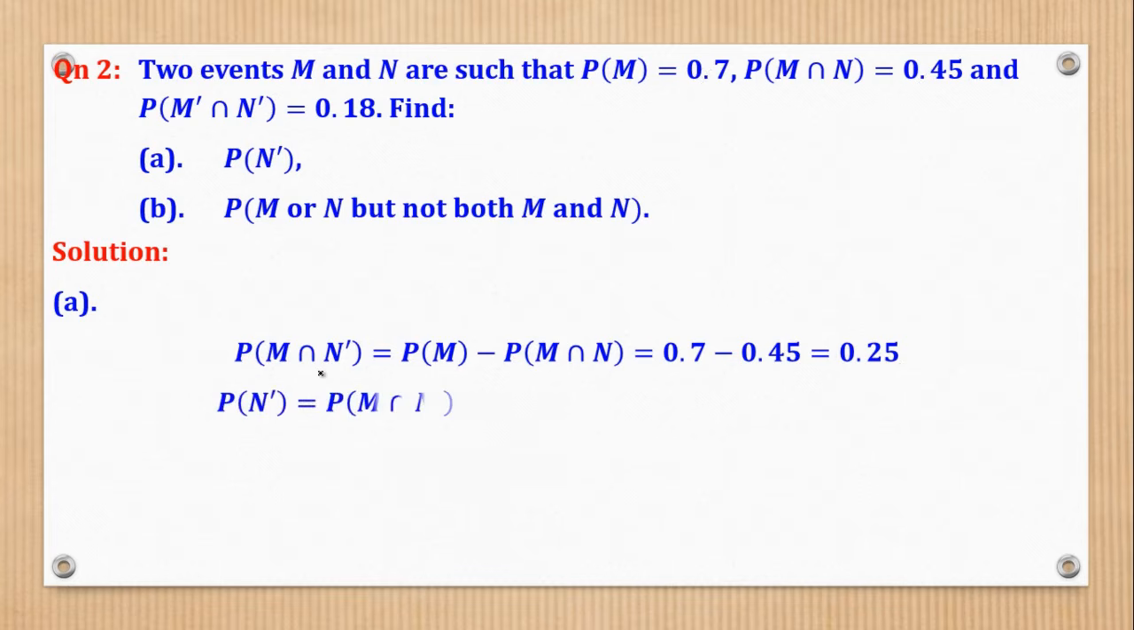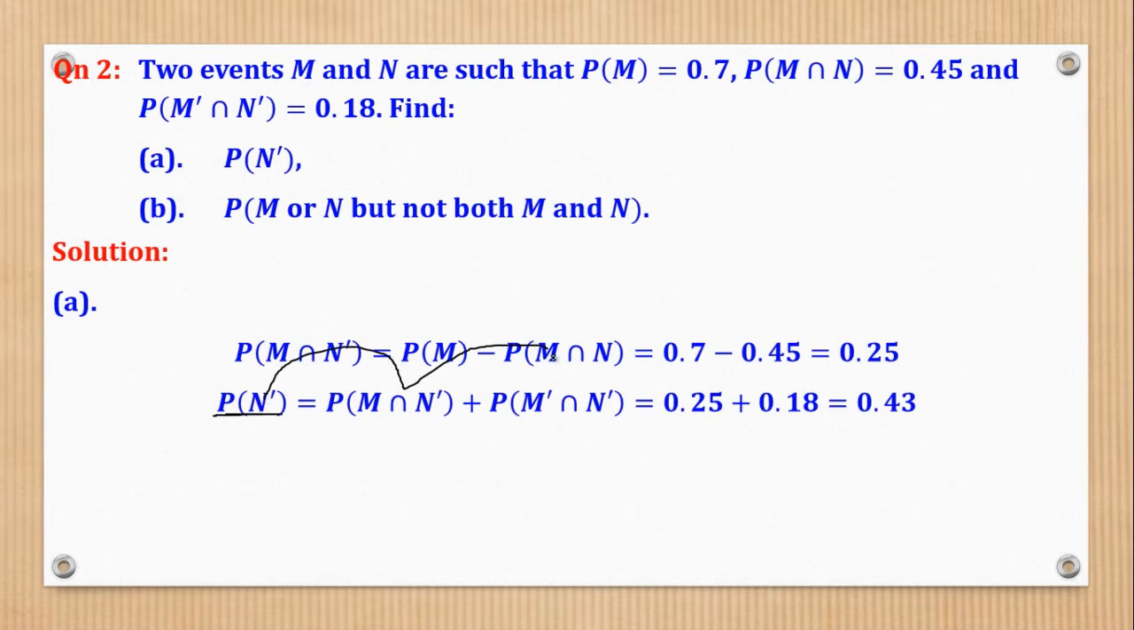Now that I've got that, I can easily get my N complement. Still from the contingency table, N complement means that N does not change, but this other one changes. The next is to substitute. This is here and this is that. And when I add that, I come up with 0.43. And that has been part A.